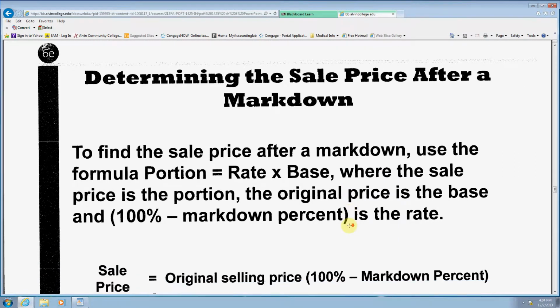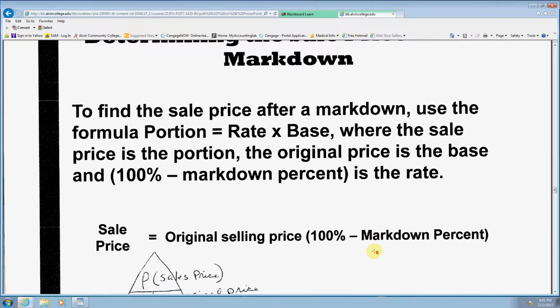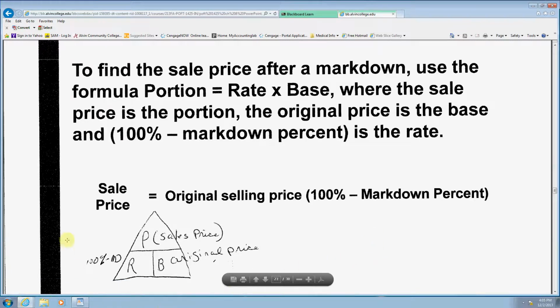Determine the sales price after markdown. To find the sales price after a markdown, use the formula portion equals rate times base, where the sales price is the portion, the original price is the base, and 100% minus the markdown percent is the rate. So original selling price times 100% minus the markdown percent will give us the sales price. We can again use our triangle where the portion is the sales price, the original price is the base, and then 100% minus the markdown is the rate.